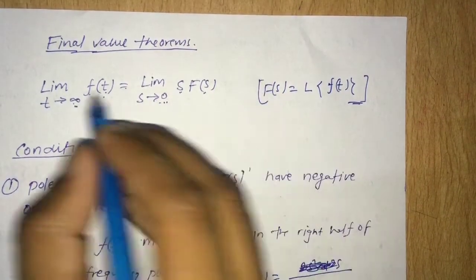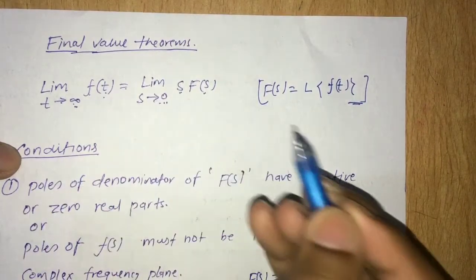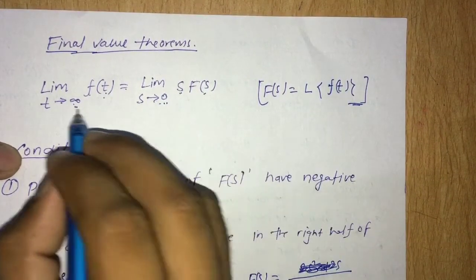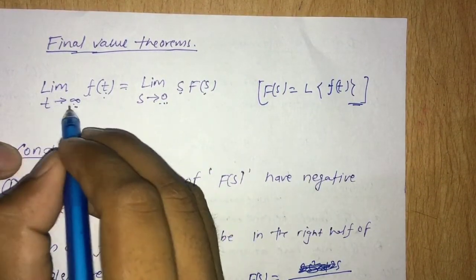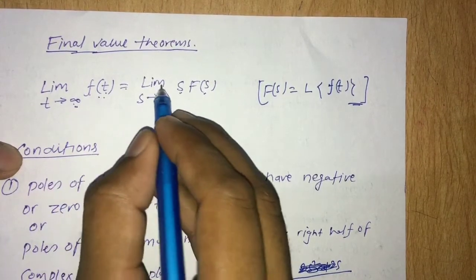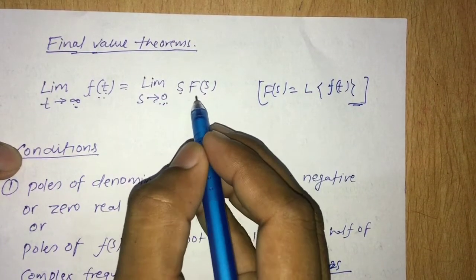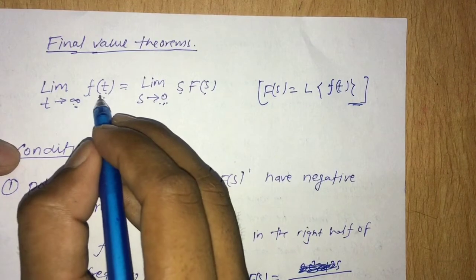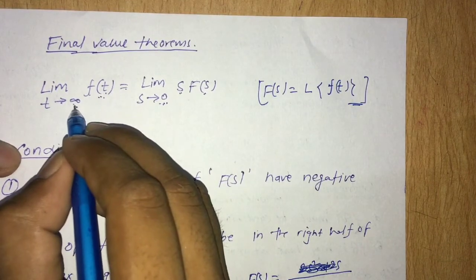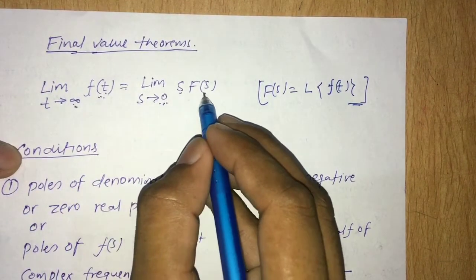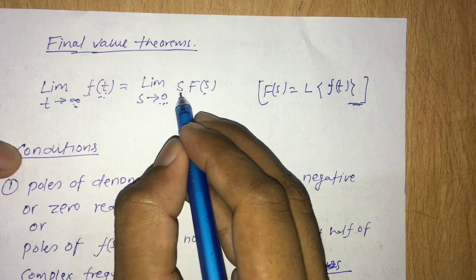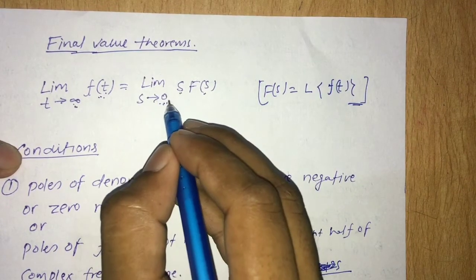Final value theorem. Final value theorem is one of the most important theorems of the Laplace transform. It states that the limit as t tends to infinity of f(t) equals the limit as s tends to 0 of s times F(s). The function value in the time domain at t equals infinity is equal to the Laplace transform of that function multiplied by s, with s put equal to 0.